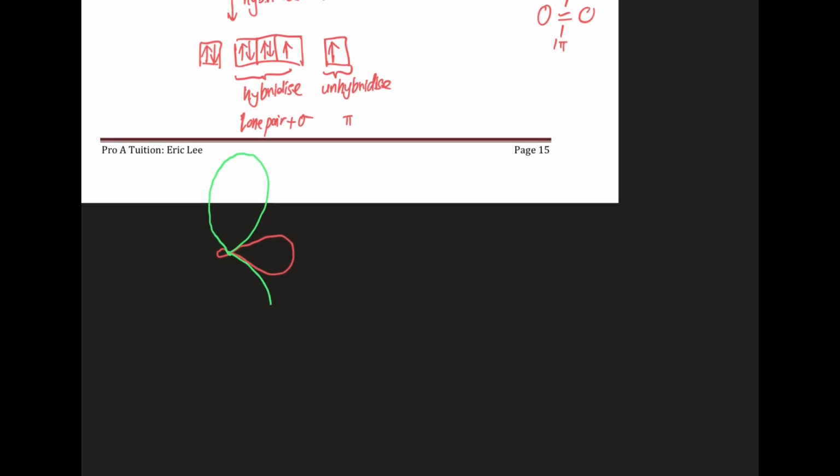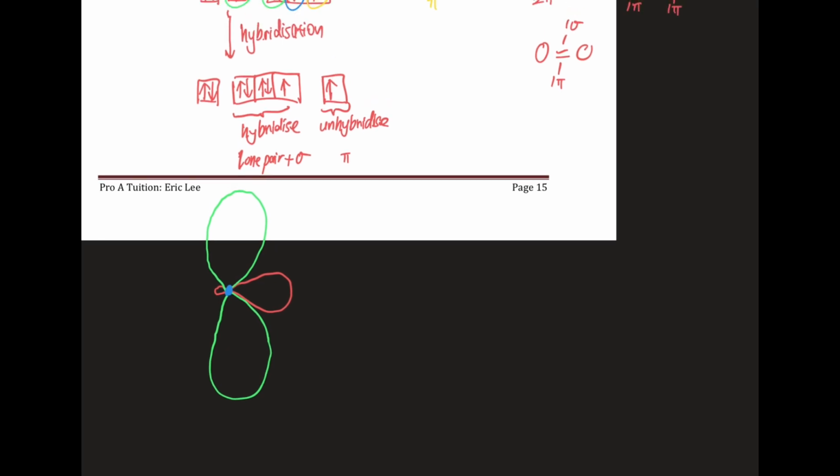Okay, something like this. The nucleus is here, the nucleus is in the middle. So this is one oxygen atom. Another oxygen atom will be like this.